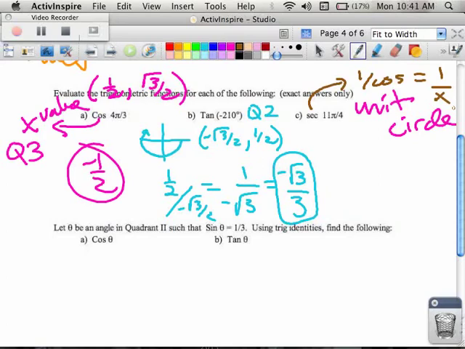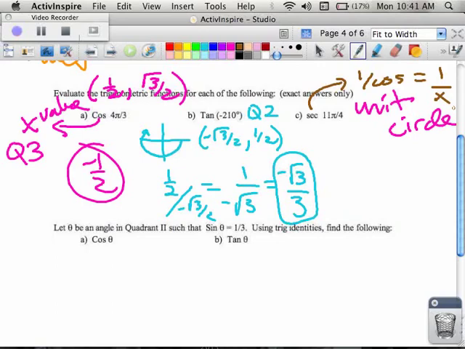Pi over 4. This is pi over 4, right? Both coordinates are root 2 over 2's. I got to figure out what quadrant I'm in. So 11 pi over 4 is more than going once around the circle. Once around the circle is 2 pi, which is the same as 8 pi over 4. Does that make sense?